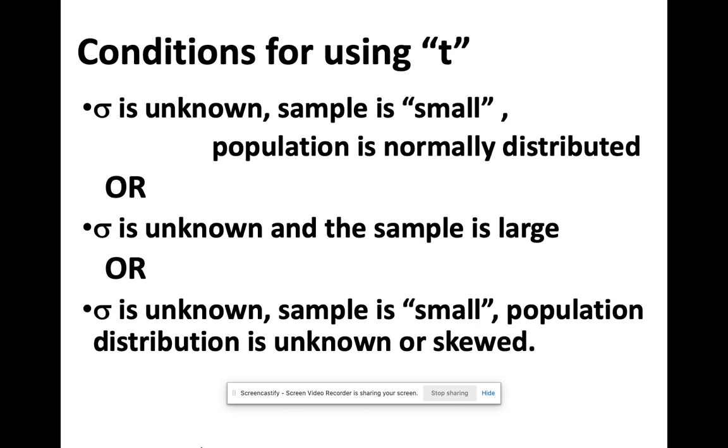If you look at these three separate conditions, you see they all have in common that our standard deviation is unknown. Our sample is small and population is normally distributed. That's one condition. Or our standard deviation of our population is unknown and the sample is large. That's a second condition. Or our population standard deviation is unknown, the sample is small, and we either don't know anything about the shape of our population distribution or we know that it's skewed.